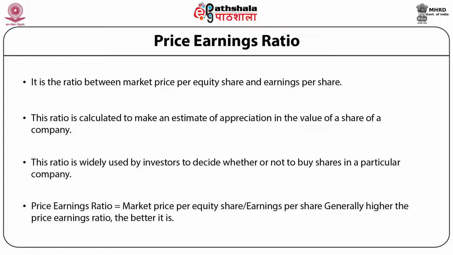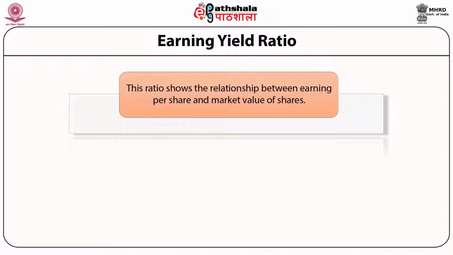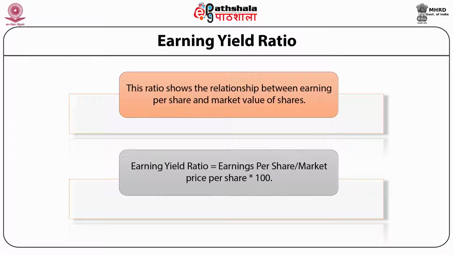Generally, the higher the price earning ratio, the better it is. Next ratio is the earning yield ratio. This ratio shows the relationship between earning per share and market value of shares. Earning yield ratio can be calculated by using the following formula. We calculate earning yield ratio by dividing earning per share by market price per share, multiplied by 100.